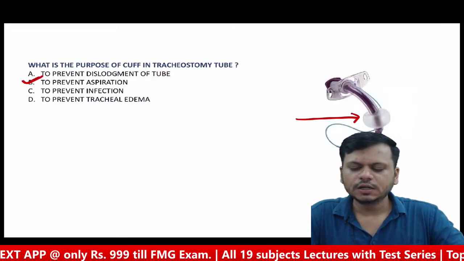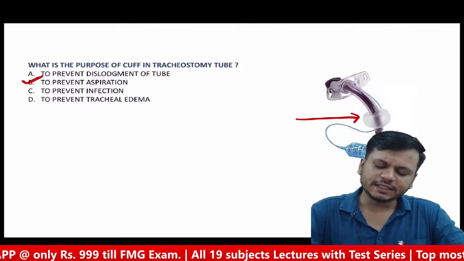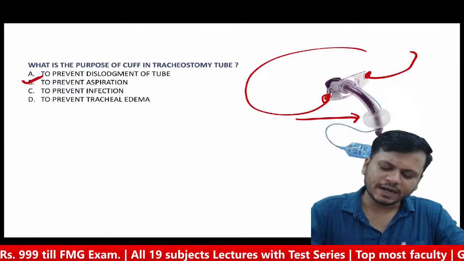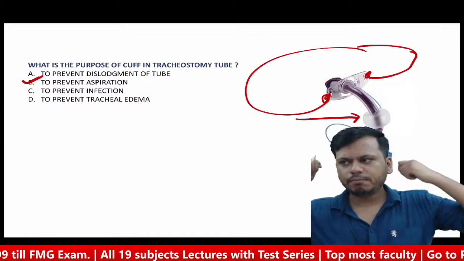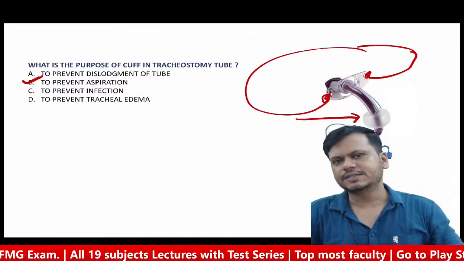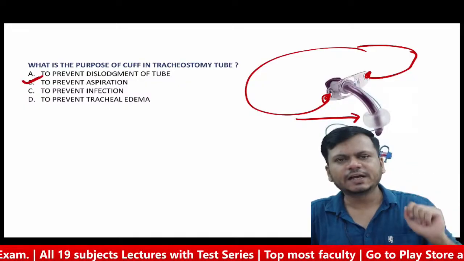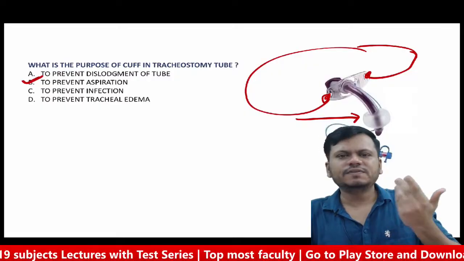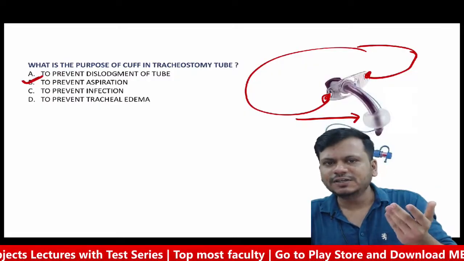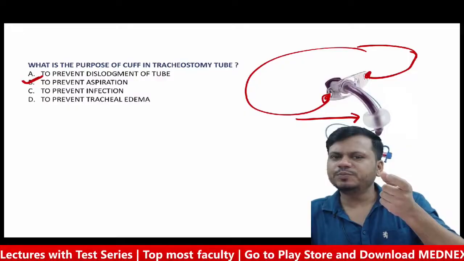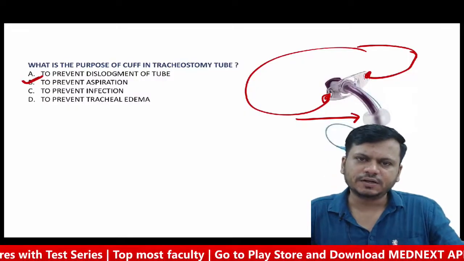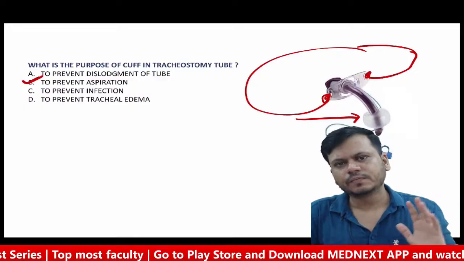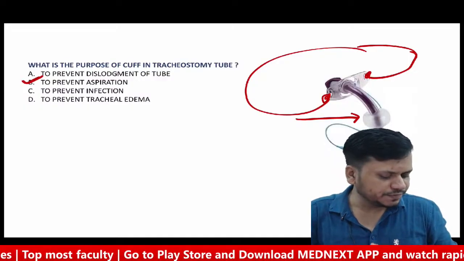Where do we fix the tracheostomy tube? From here we will take a bandage or thread and tie it at the back. Same goes with the endotracheal tube. Where do we fix the tube? We fix the tube at the angle of mouth. What was the job of the cuff in the endotracheal tube too? To prevent aspiration, right? So the answer over here is to prevent the aspiration. No doubt with this, no issues with this.